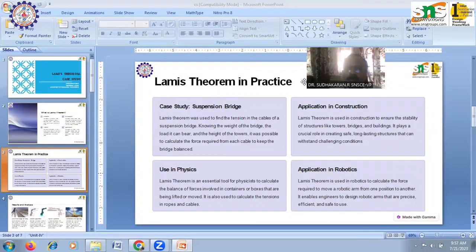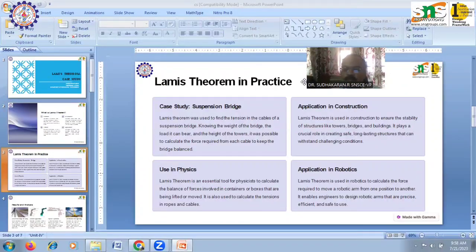So now, the forces acting on the suspension bridge: one is the weight of the bridge, another is the load it can bear, and the third is the height of the tower. So these are the three forces that are going to act. Now, if the height of the tower and the load it can bear are known, then we can determine the weight of the bridge. Or if you want to calculate the force from each cable to keep the bridge balanced, knowing these two forces, we can find the unknown force.